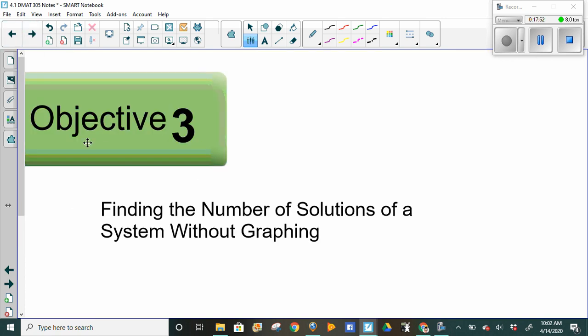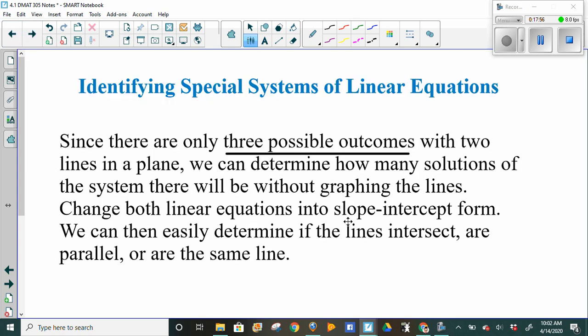All right, so finding the number of solutions without graphing. So this is where we're going to just look at the equations and determine. Since there are only three possible outcomes with two lines in a plane, we can determine how many solutions of the system there will be without graphing the lines. Change both linear equations into slope-intercept form. So we're going to still be working with mx plus b. And we can easily determine if the lines intersect, if they're parallel, or if they're the same line.